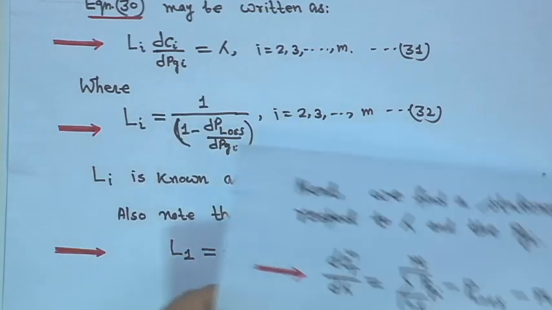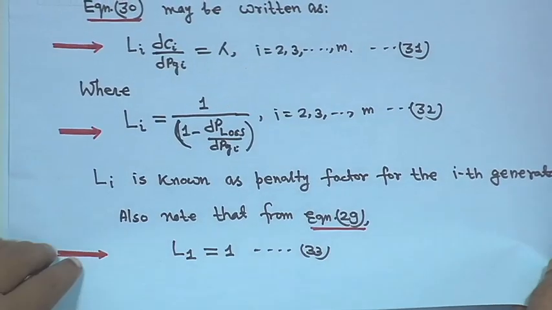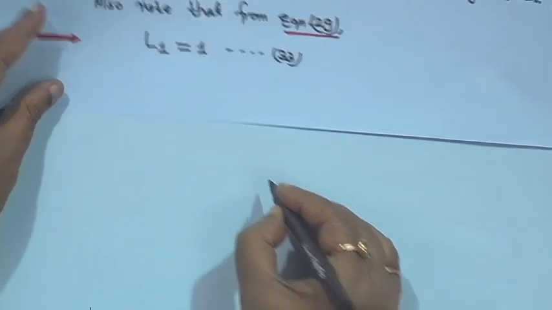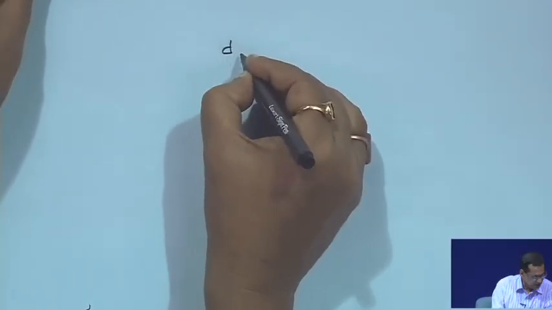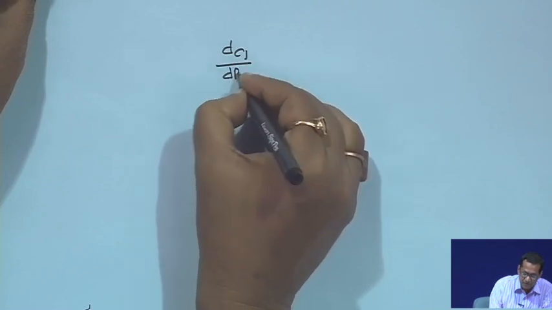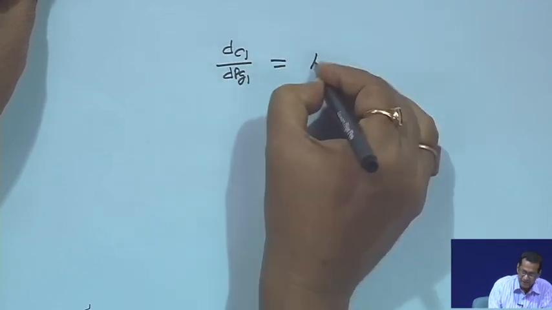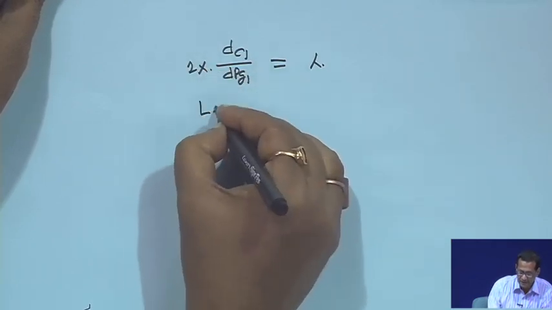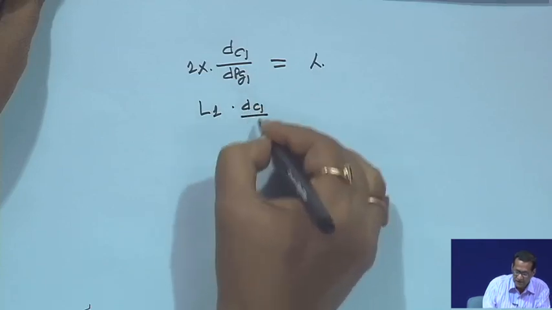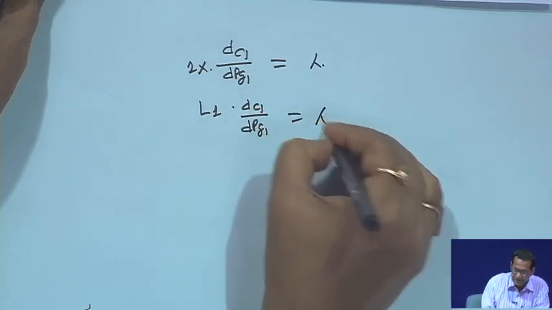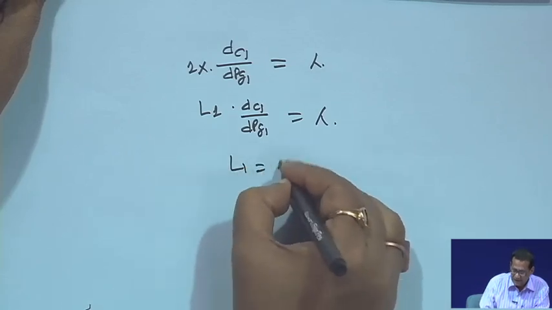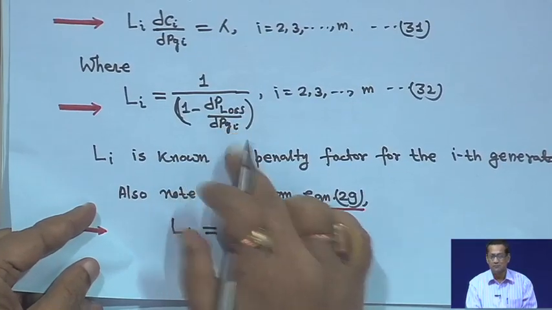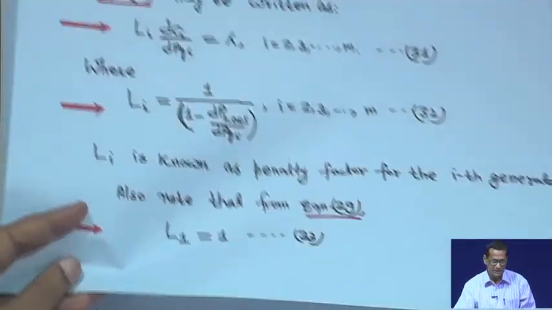From equation 29, dC1/dPg1 is equal to lambda. If you multiply by 1, that is L1 into dC1/dPg1, it is equal to lambda. That means L1 is equal to 1. But L2, L3 are not 1, because they are related with the loss term. But L1 is equal to 1.